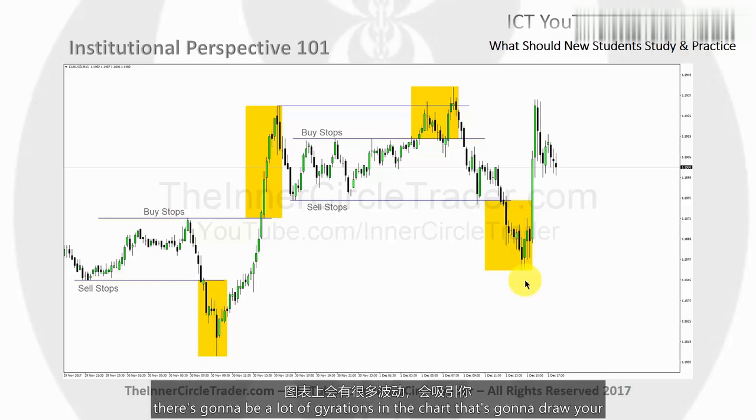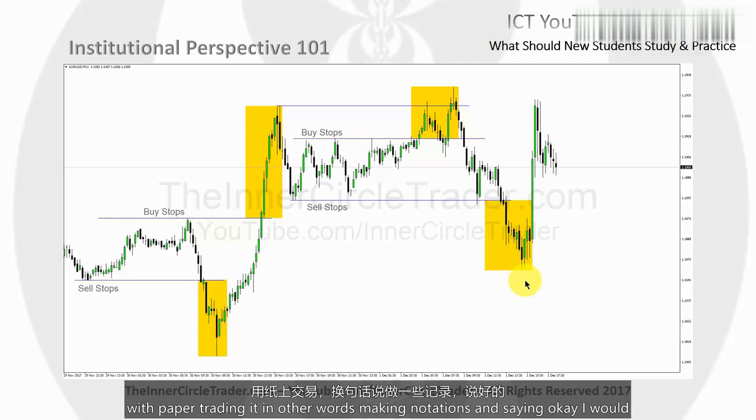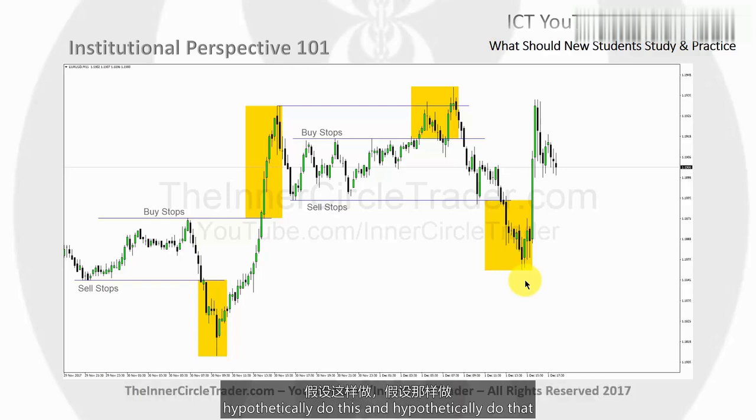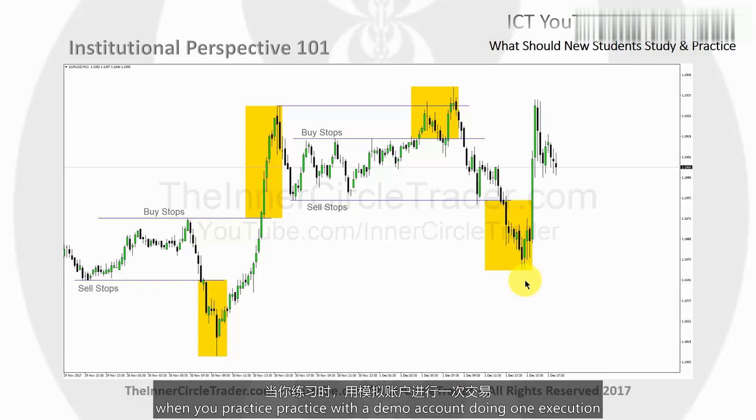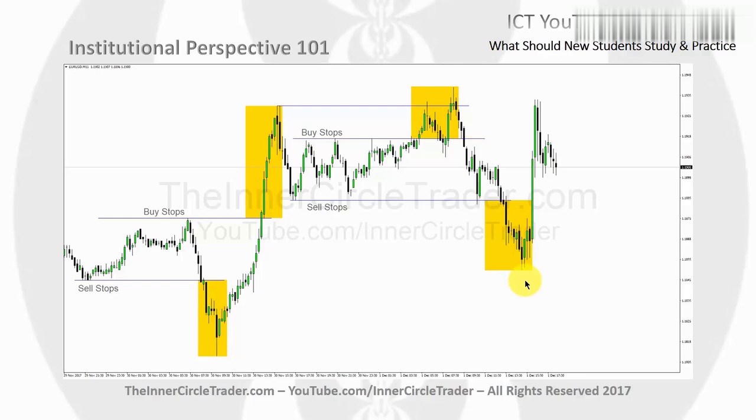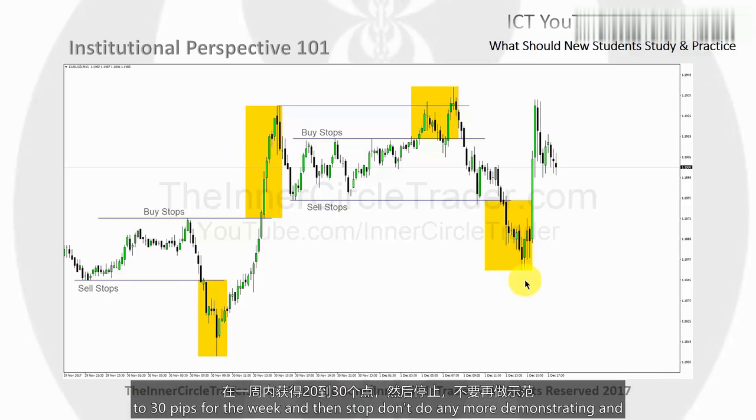Now, there's going to be a lot of gyrations in the chart that's going to draw your attention. You're going to want to do something with it. There's nothing wrong with paper trading it. In other words, making notations and saying, okay, I would hypothetically do this and hypothetically do that. But when you practice with a demo account, do one execution, manage it to get 20 to 30 pips for the week, and then stop. Don't do any more demo trading.